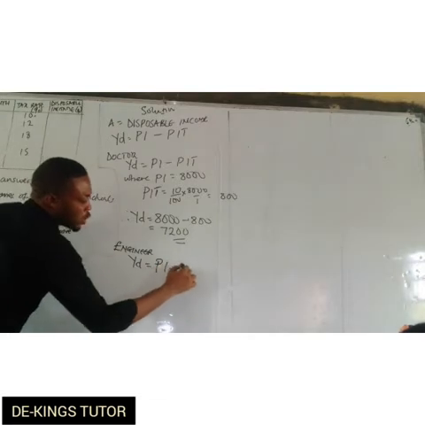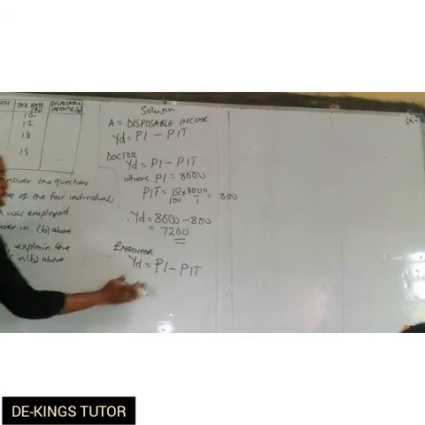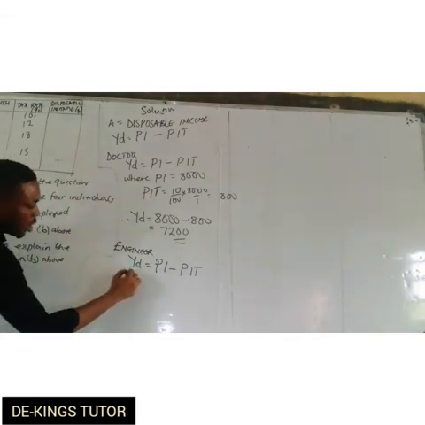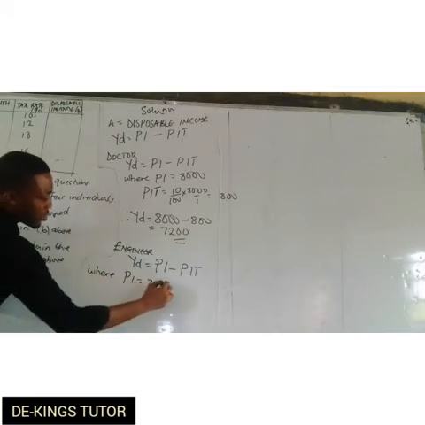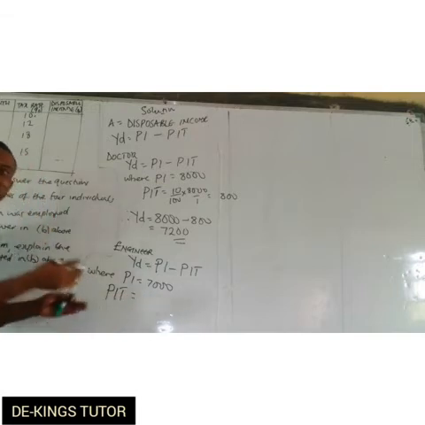Now what is our personal income? Where personal income is what? 7,000. Now our personal income tax will now be the what? Tax rate and the what? Tax base. Which is 12 over 100 times.